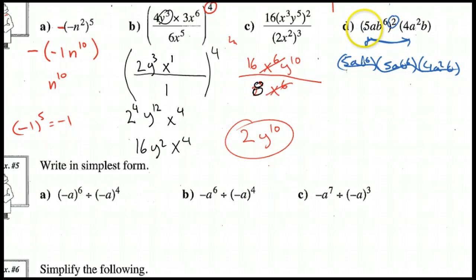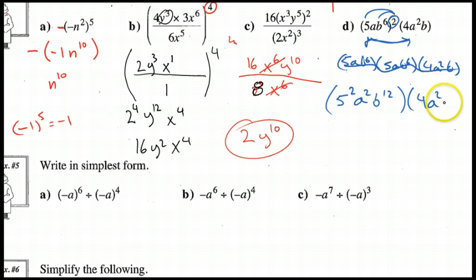And here we go. So 5, let's get this 2 in there, okay? Let's get this 2 in there. So 5 squared, a squared, b to the 12, and 4a squared, b. Okay, 5 squared is 25.